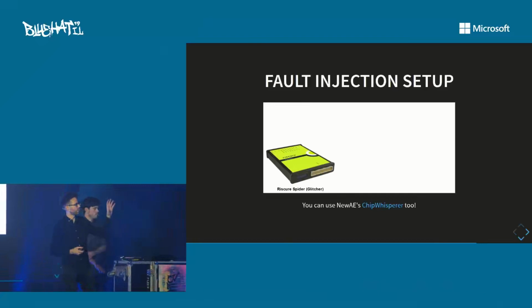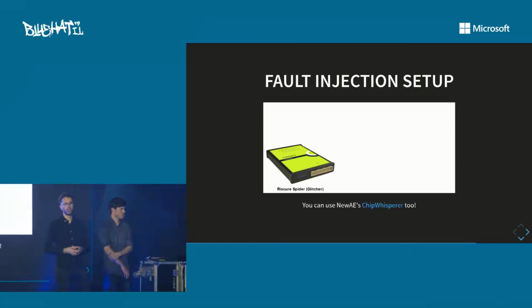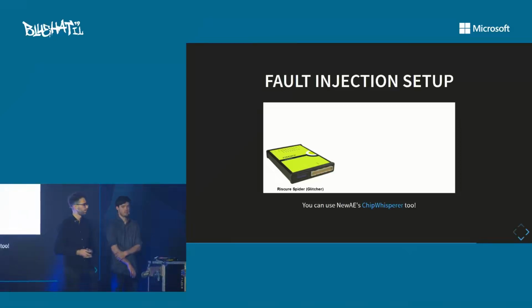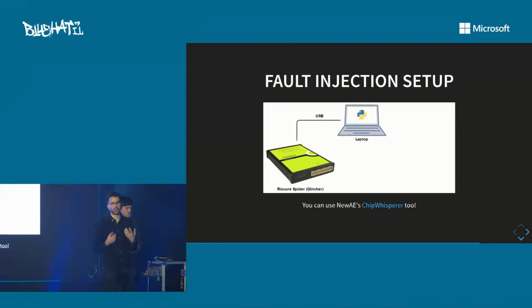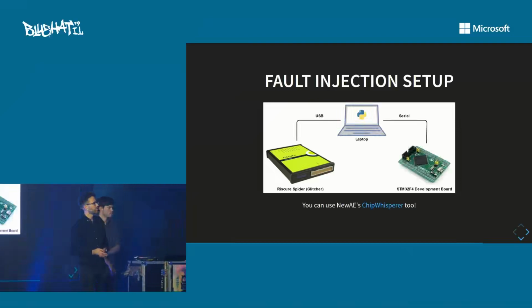So we have the most important device, which is actually capable of injecting the glitches into the target. And in this case, we use the Riscure Spider, which is really a Swiss knife for doing fault injection attacks. But nothing prevents you from using easier to access tooling like Colin O'Flynn's ChipWhisperer, for example. So we communicate with this device using a laptop, where we have a Python framework that allows us to control the hardware. And this laptop is also used to communicate with the target through the serial interface.